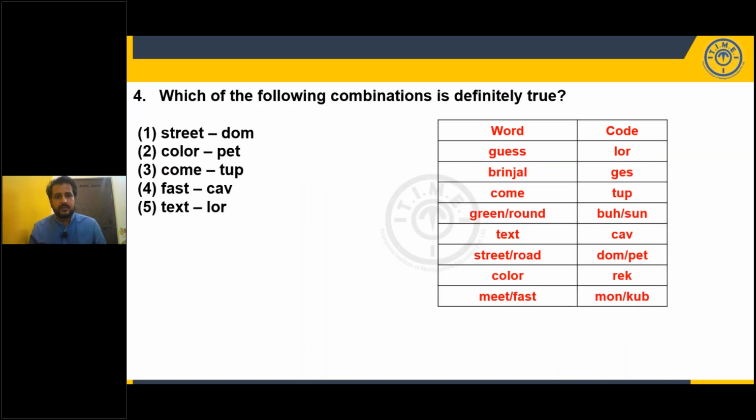Question number 4. Which of the following combination is definitely true? They are asking. Okay. Street drum. Can you say it is definitely true? No. Street may be pet also. So we cannot say definitely true.